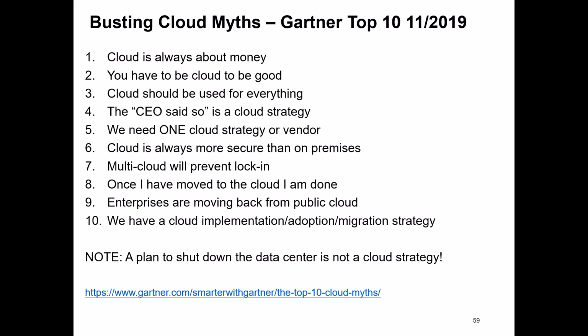Gartner in 2019 published their top 10. Again, they're very, very similar. The couple I want to point out is multi-cloud will prevent lock-in. Once I've moved to the cloud, I'm done.